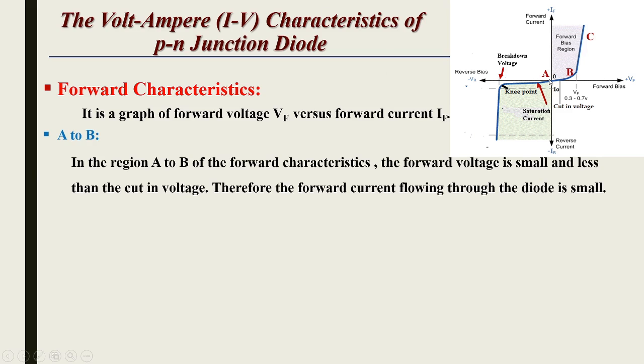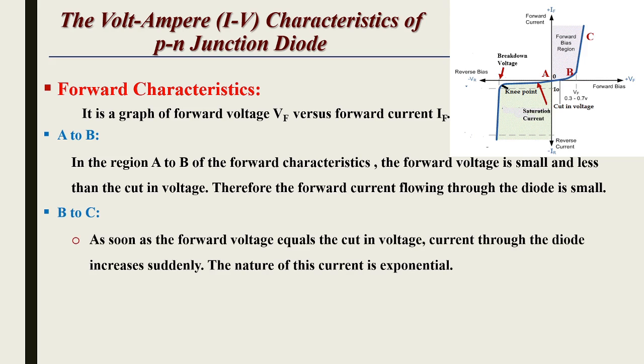So here from the region A to B. In the region A to B of the forward characteristics, the forward voltage is small and less than the cut-in voltage. So this is the cut-in voltage, that is 0.3 or 0.7 volt, and when the input voltage is less than this cut-in voltage, the forward current flowing through the diode is very small. So we can say that initially it is 0, and a very small current flows through the diode when the input voltage is less than this VF or cut-in voltage.